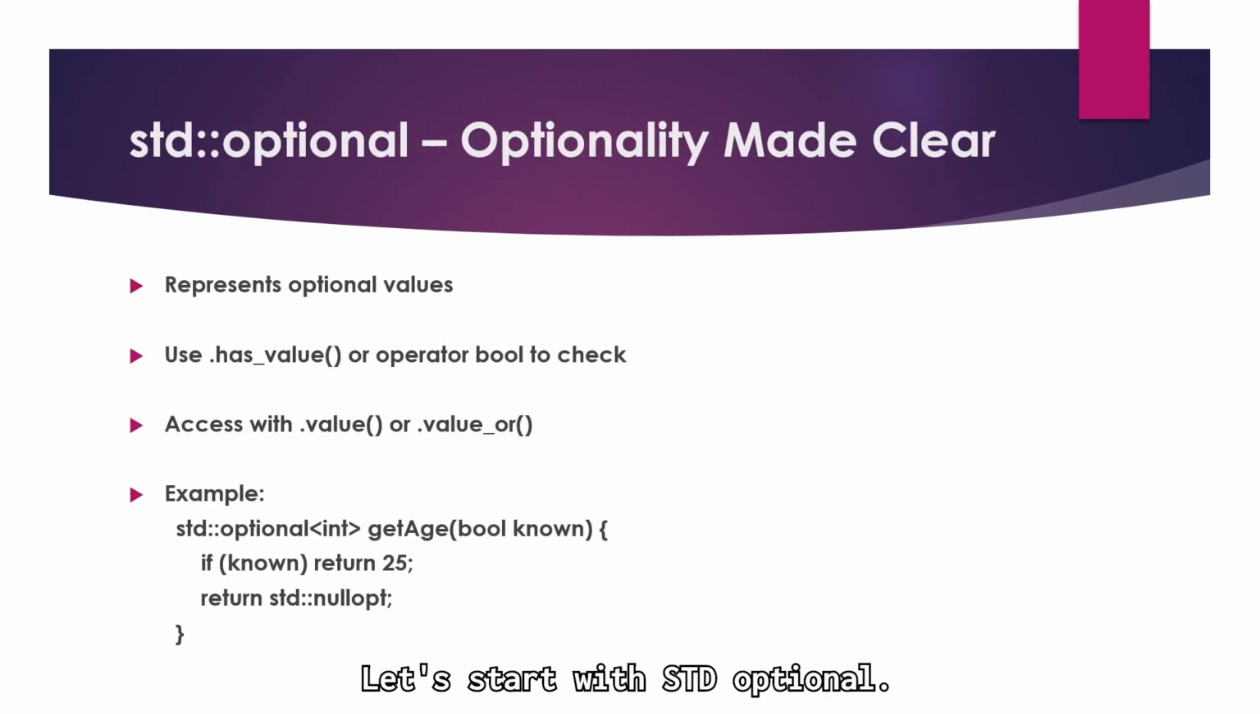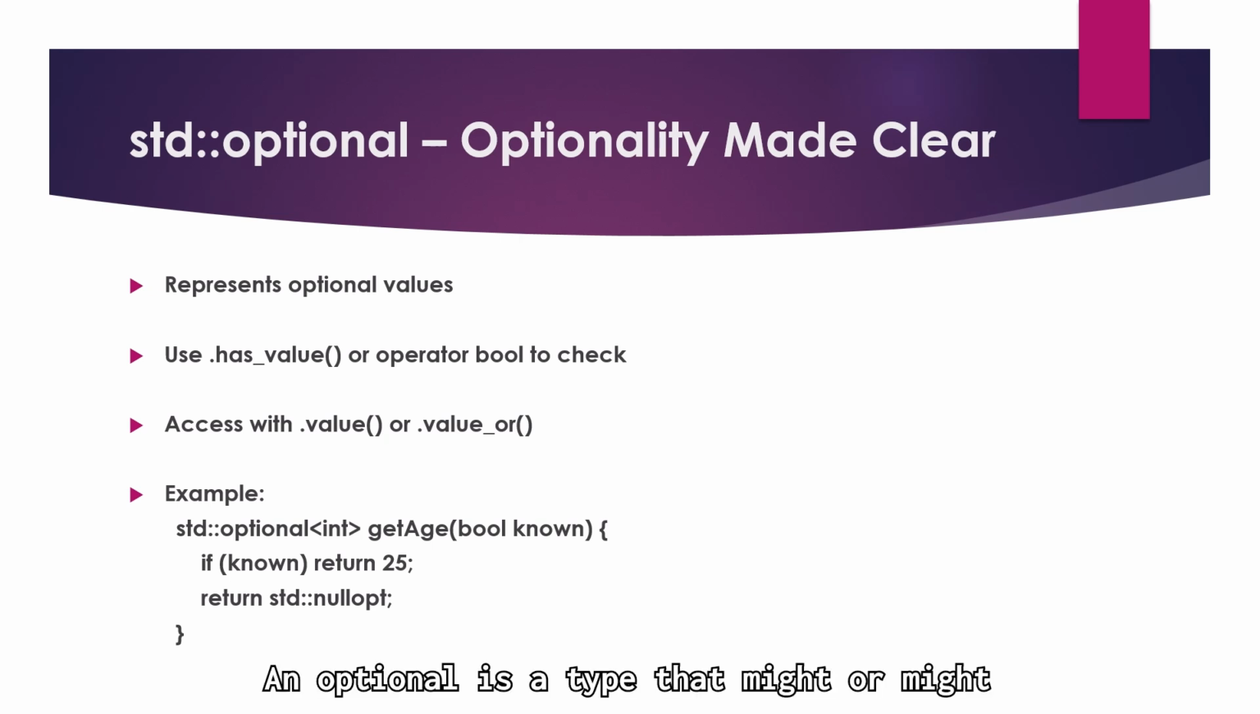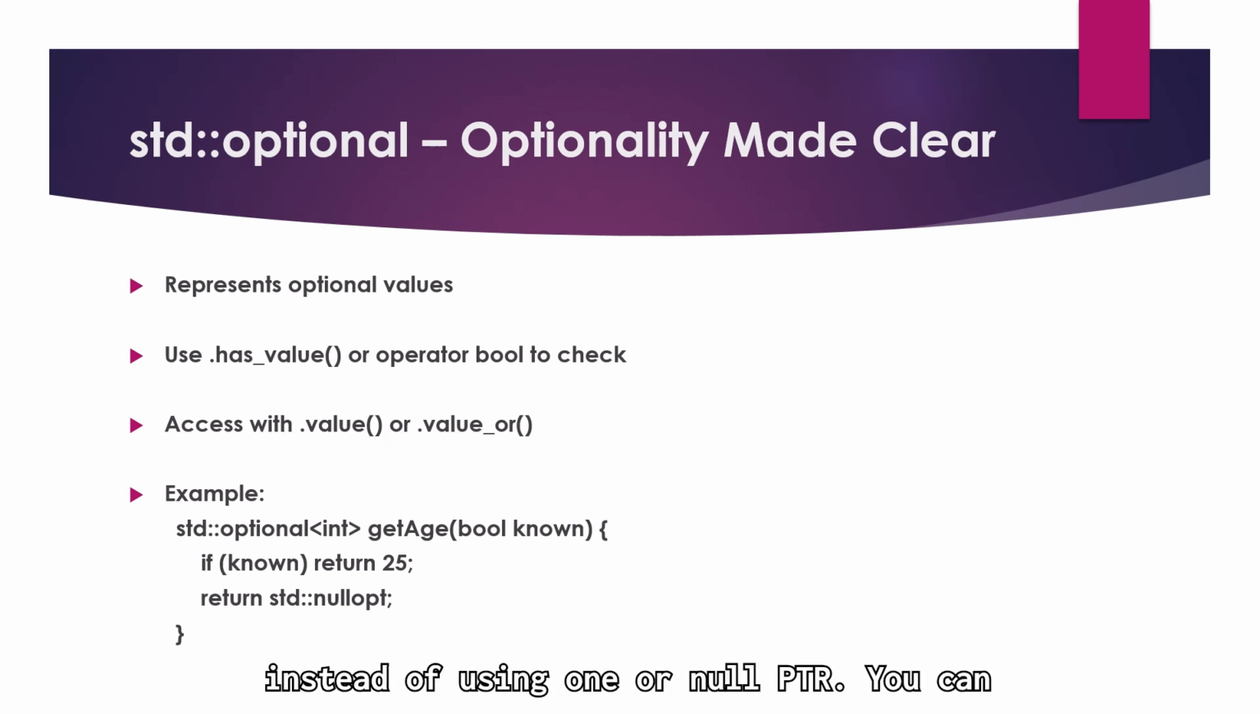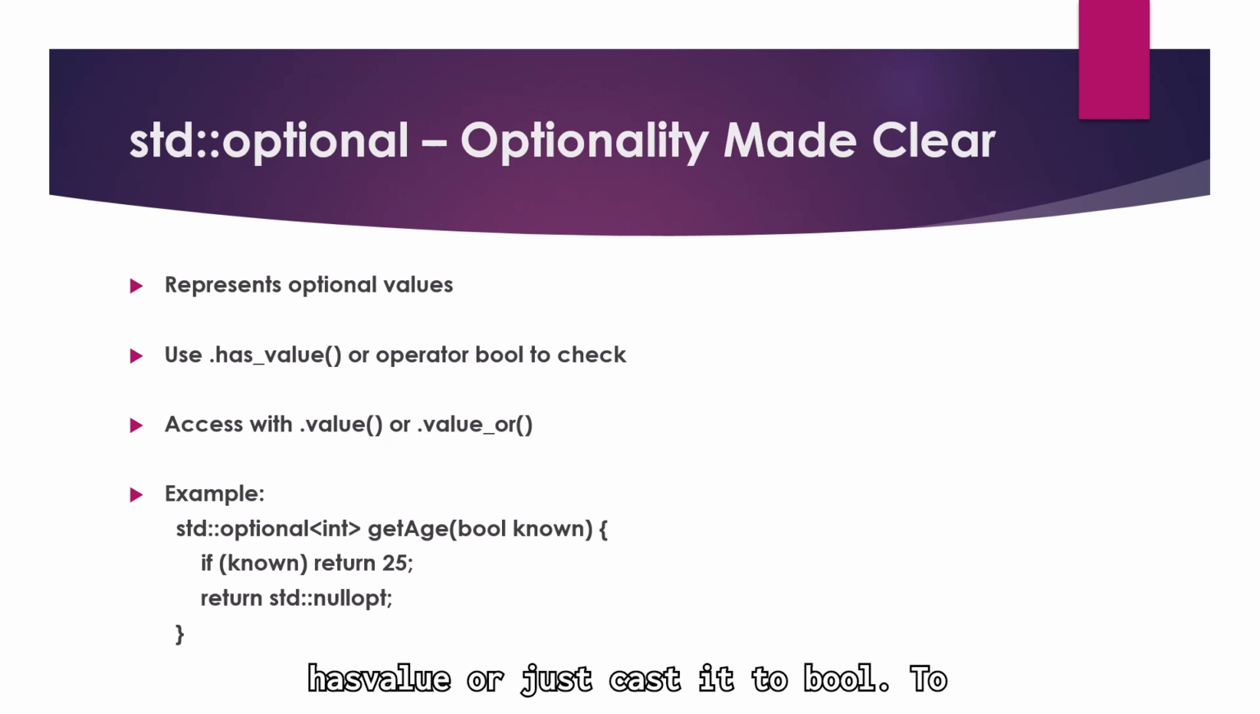Let's start with std::optional. An optional is a type that might or might not contain a value. It's like a box that could either be filled with something or be empty. For example, imagine a database query where the result could be absent. Instead of using -1 or nullptr, you can return an optional int to indicate that a value may or may not be present. To check if the value exists, you can use .has_value or just cast it to bool. To retrieve the value, you can use .value, but remember, you should first check if it exists. If it's empty and you call .value, it throws std::bad_optional_access, so make sure to handle that properly.